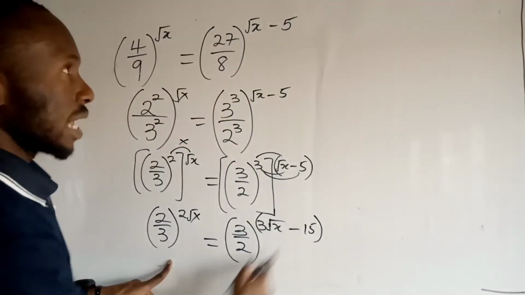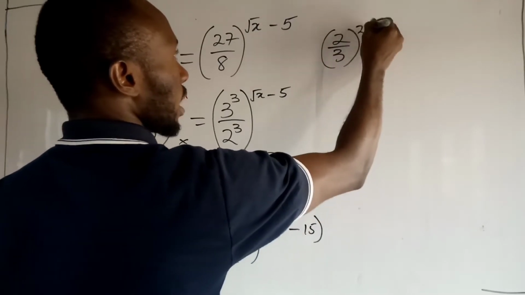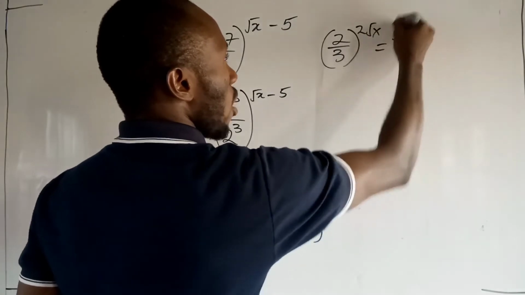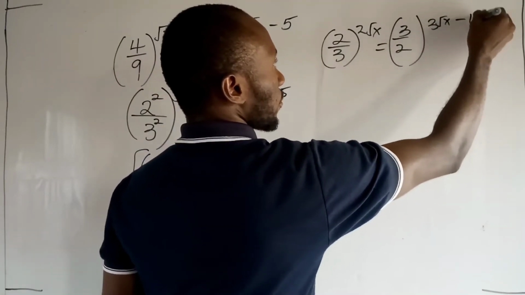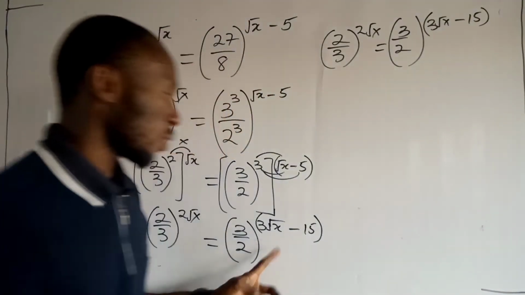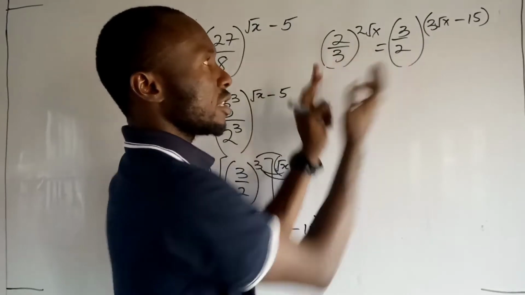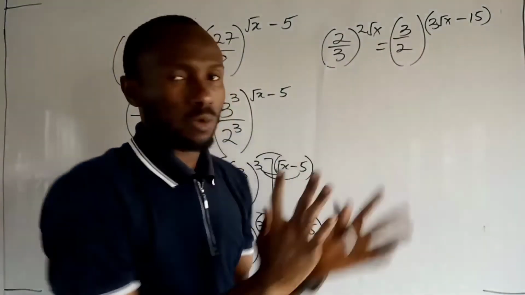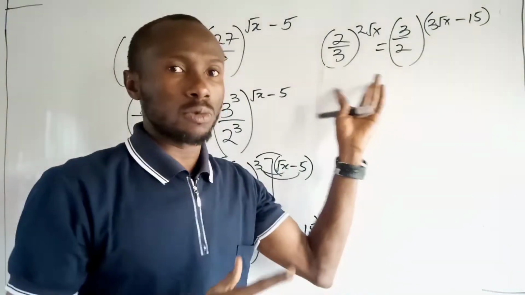Yes, so let us take this side and complete the solution. So at this point, we have 2 upon 3 to the power 2 root x is equal to 3 upon 2 all to the power 3 root x minus 15. Yes, this is where we are at this point. Now the next thing you want to do is to make this base equal. You can see we have 2 over 3 right here and we have 3 over 2 right here. No problem with that. I'll show you a law that will help you resolve these two problems.